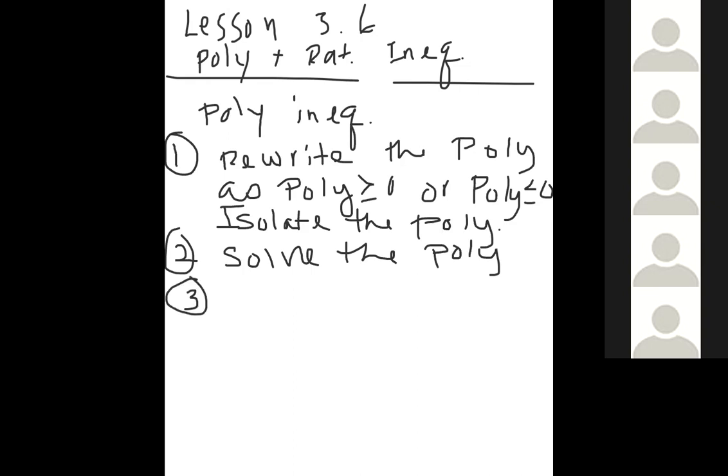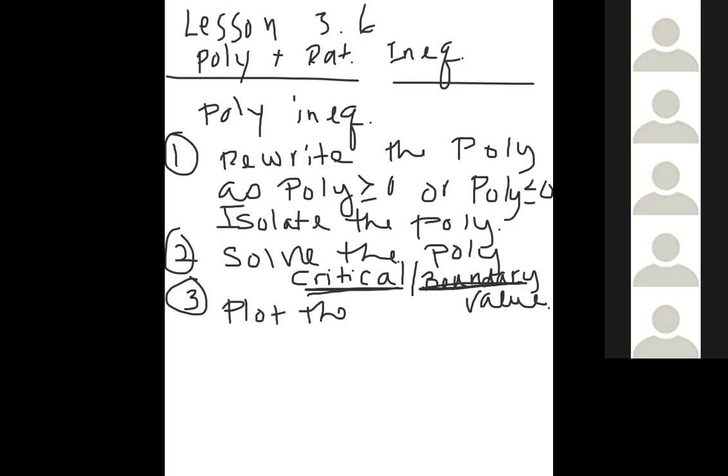Number 3, those values that you find for the polynomial, those will become the critical values, critical or boundary values. Unlike before where we're just solving a polynomial, here we're looking for not one value or 2, 3 values. We're looking for a range of solutions. So once you solve the polynomial, guys, those values that you find will become the critical or boundary values. Now, the next step is to go ahead and plot the critical or boundary values on the number line.